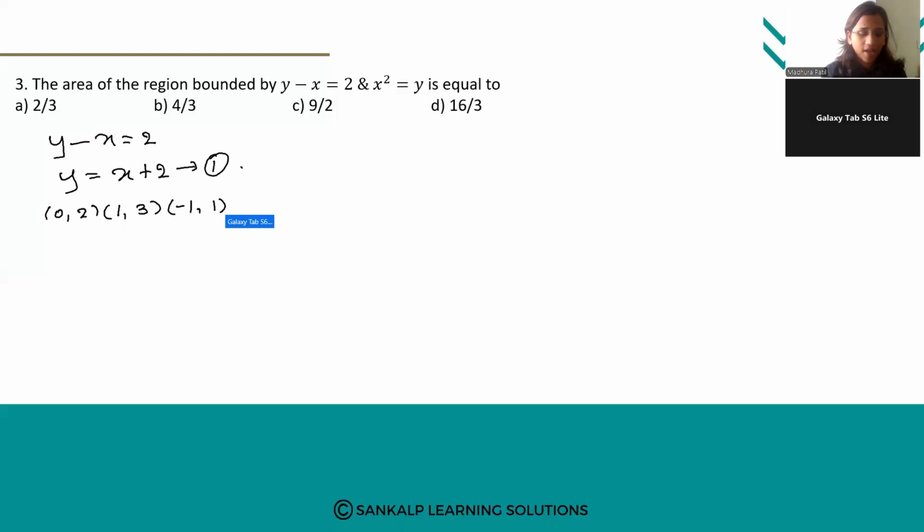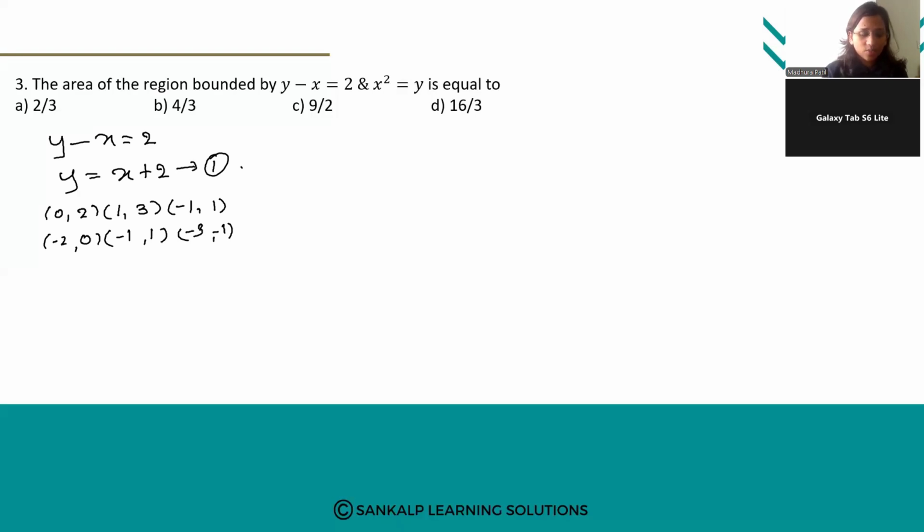Similarly, if I take the value of y as 0, I'll get x as minus 2. If I take y as 1, x will be minus 1. If I take y as minus 1, x would be minus 3. Certain values you can just check in order to plot the graph, okay? Fine. So this is your first curve.